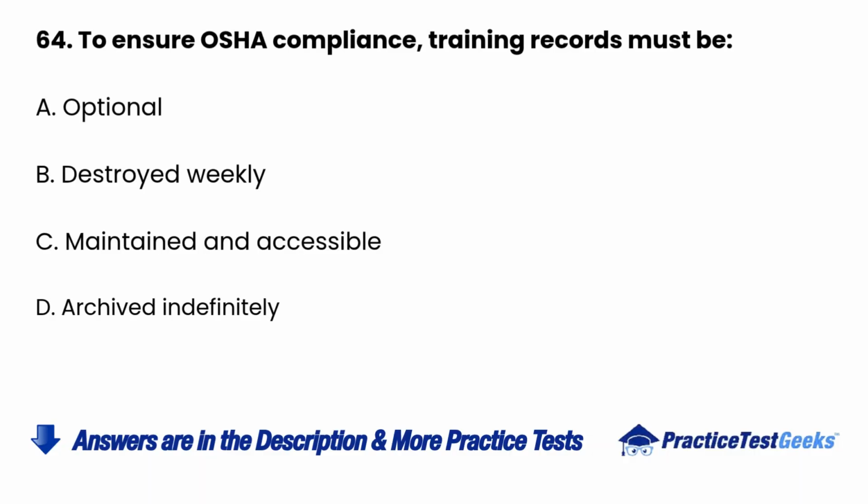64. To ensure OSHA compliance, training records must be A. Optional. B. Destroyed weekly. C. Maintained and accessible. D. Archived indefinitely.